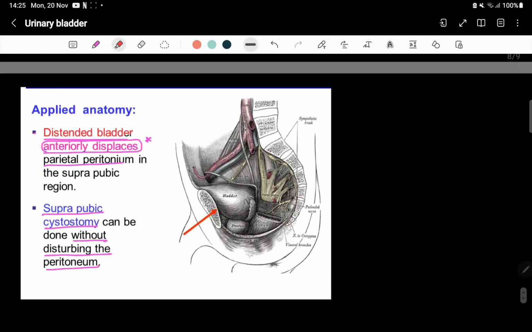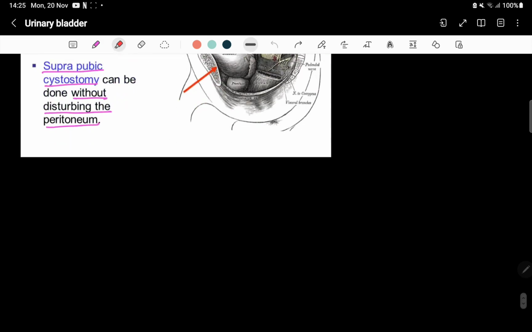And a distended bladder: if the bladder is distended, it will try to displace anteriorly. Understood? So this completes your clinicals of the urinary bladder also. So let's move on to the next part.